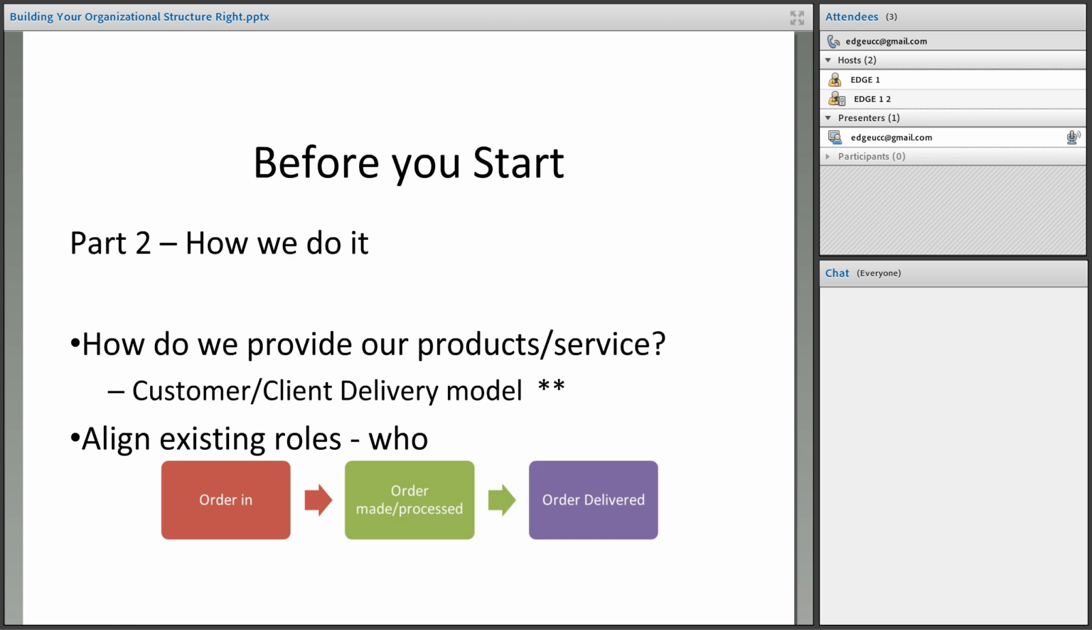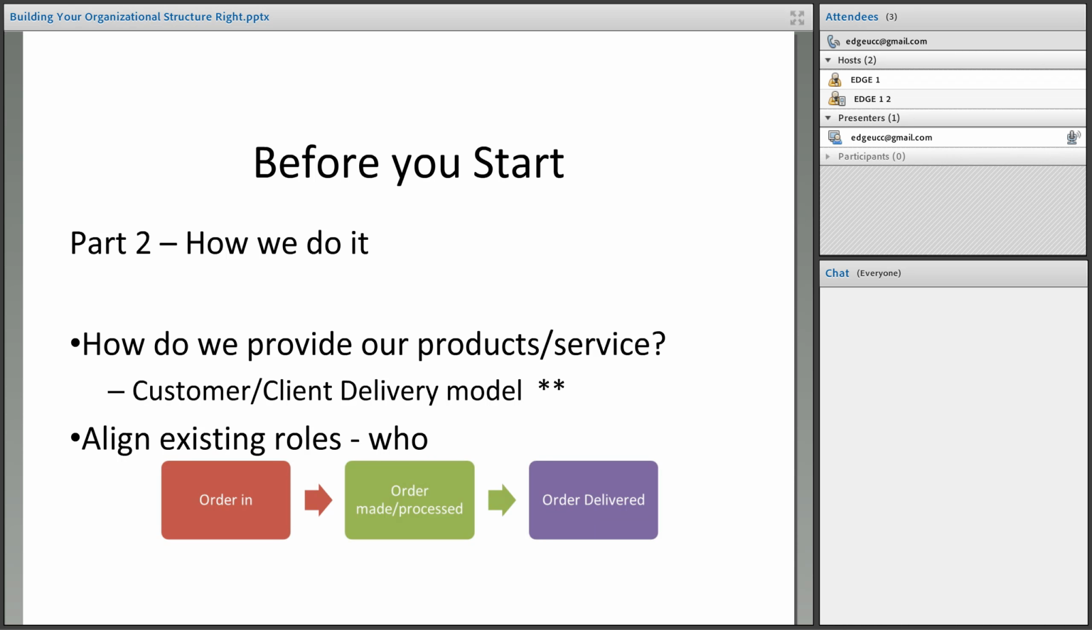The second piece, or part two, is how we do it. And this actually gives you some guidance in determining what roles you actually require in your organization. A lot of people will say, well, what does a typical organization have? And we are going to be talking about that in a couple of moments.